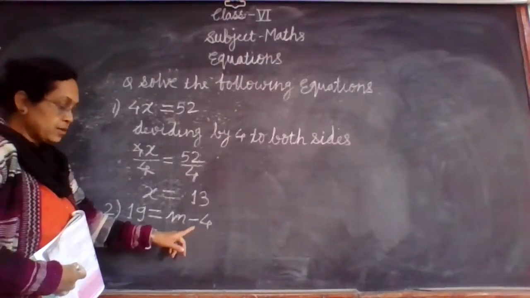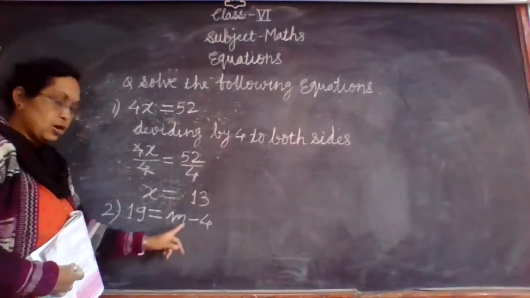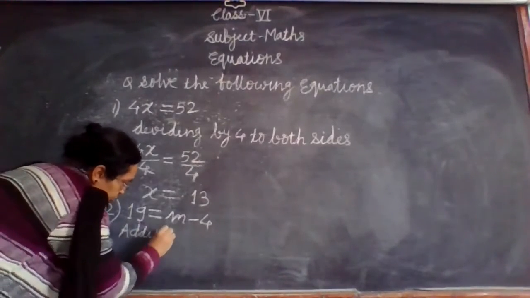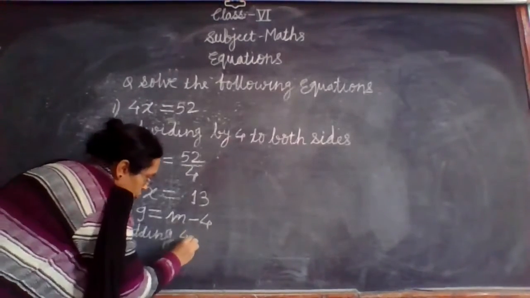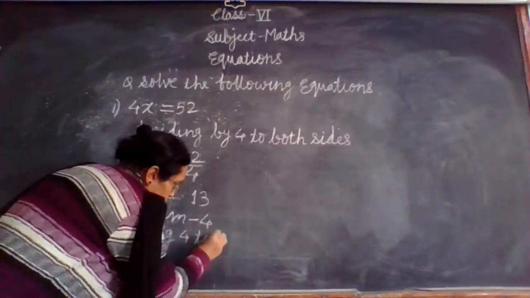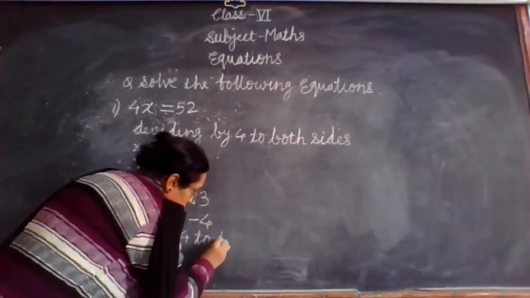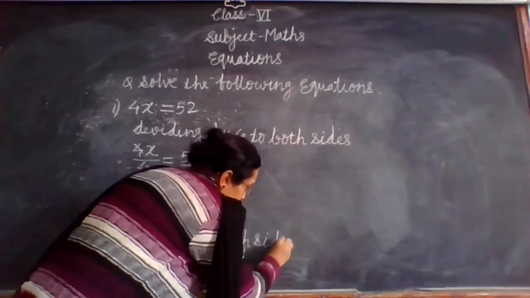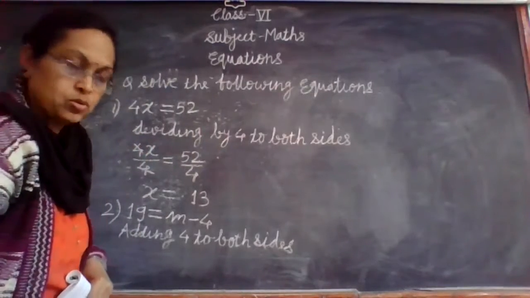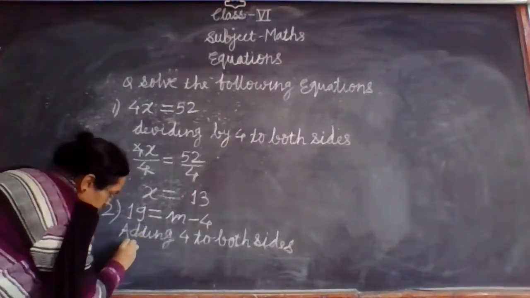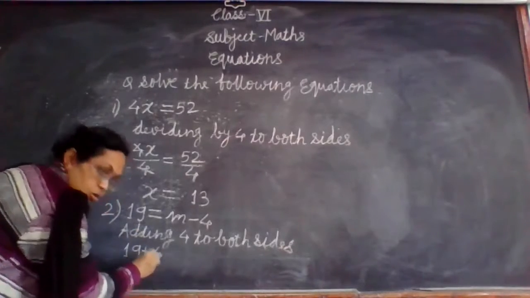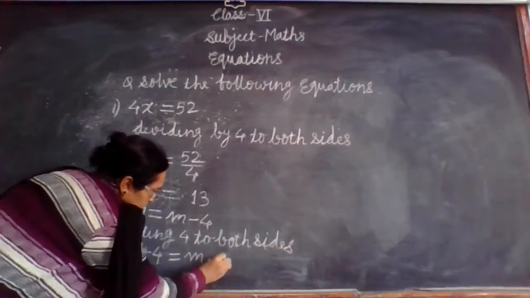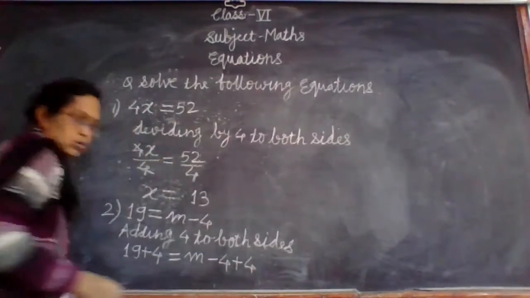So we will write the step adding 4 to both the sides, this side also to this side. So we will write adding 4 to both sides of equation. So now 19 plus 4 equal to m minus 4 plus 4.